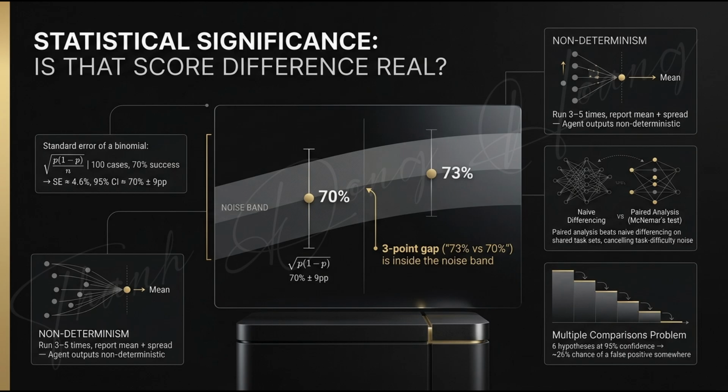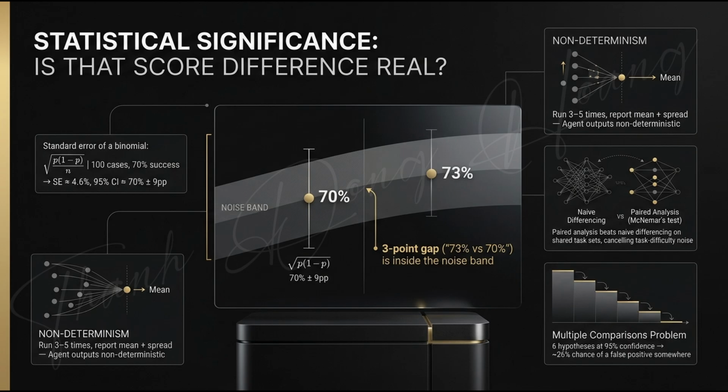Here's the reality check on everything before it. Say an evaluation of 100 cases shows a 70% success rate. The natural sampling error on that number is large enough that a true improvement could easily be anywhere within about 9 percentage points in either direction. A 3-point improvement between two configurations, something like 73% versus 70%, is entirely within that noise band. Deciding to switch systems on evidence that small is close to a coin flip.